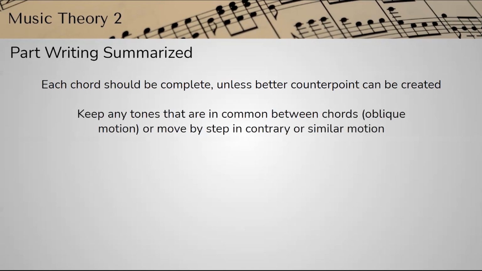In general, you want to use oblique motion, which will keep common tones between chords. So if two chords have notes in common, you want to try to repeat those in the voice, right? So if there is a note that you can keep in common when the alto moves from one chord to the next, then you want to keep it. If you can't, then you want to try to move by step. And you want to make sure that that step is in contrary or similar motion if you can.